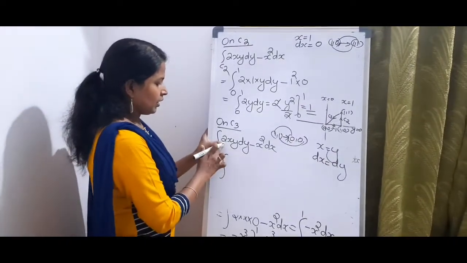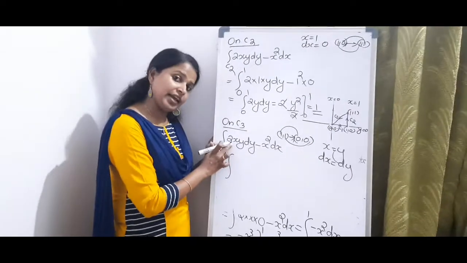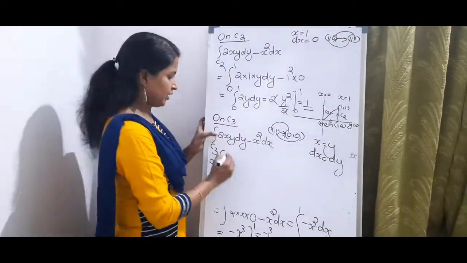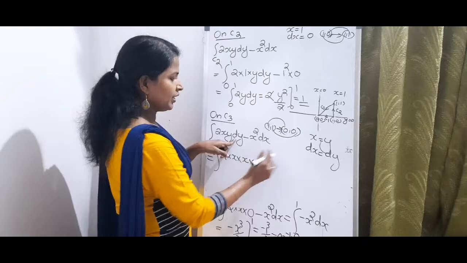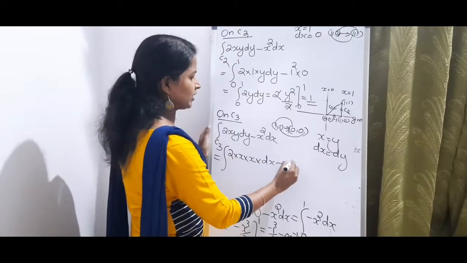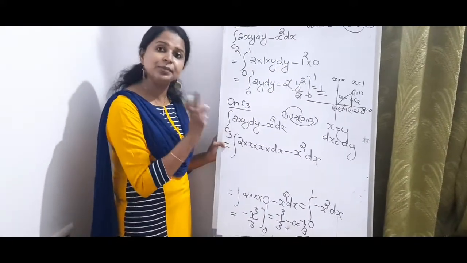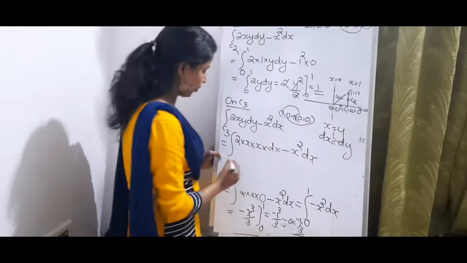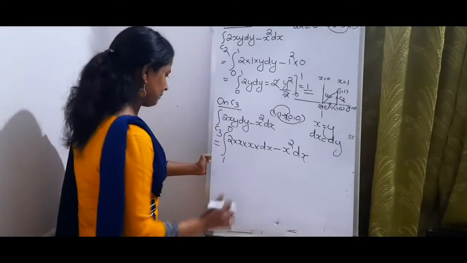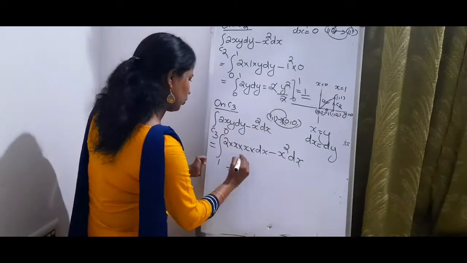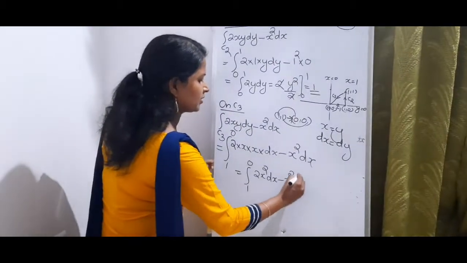So this is a line integral. Here there are two variables; we convert either x to y or y to x. Here 2x into y, and y equals x, so this is x. dy equals dx. So dx minus x square dx. That is, all the terms are x terms, so we substitute the limit of x. Here the limit of x is 1 to 0. This is equal to the integral from 1 to 0 of 2x square dx minus x square dx.